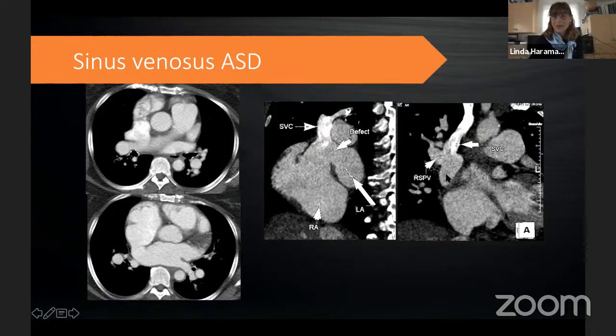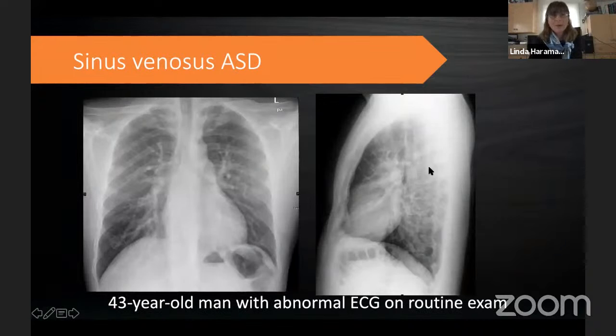When we look at these reconstructed images to look for pulmonary vein insertion, we see that the right superior pulmonary vein enters the lateral aspect of the superior vena cava. And here we have another person with a sinus venosus defect, a 43-year-old man. He had an abnormal EKG, and he actually came for a cardiac CT. On his X-ray, everyone's starting to recognize the shunt vascularity, very prominent and very sharp central and peripheral pulmonary arteries.